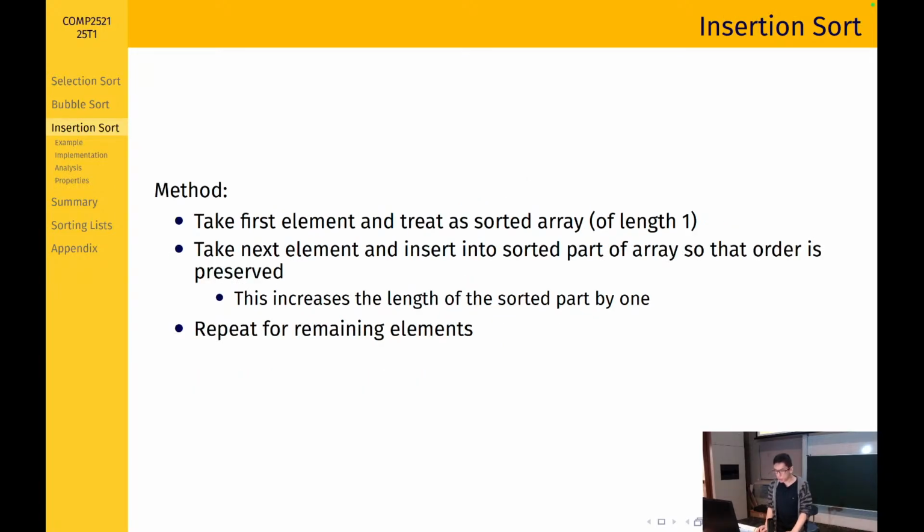Okay, and finally, we want to talk about insertion sort. So how does insertion sort work? It begins by taking the first element and treating it as a sorted array, right? And then it's going to take the next element, so the second element, and insert it, so shift it to the left until it's sorted with respect to the items that have already been sorted. And then it's going to take the third element and shift it over to the left until it's sorted relative to the items that we've just sorted before, and so on.